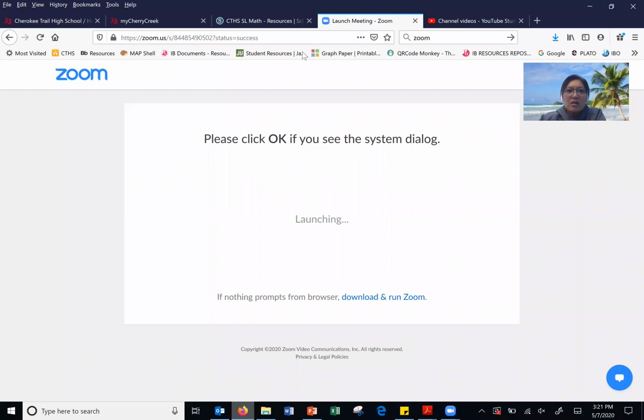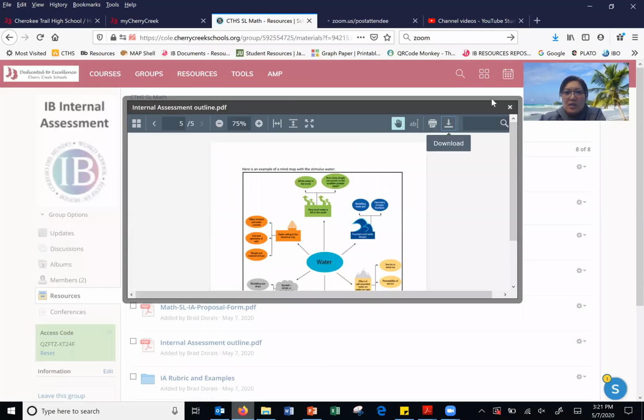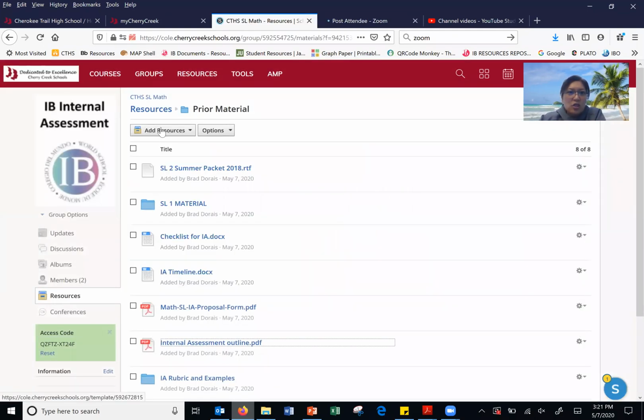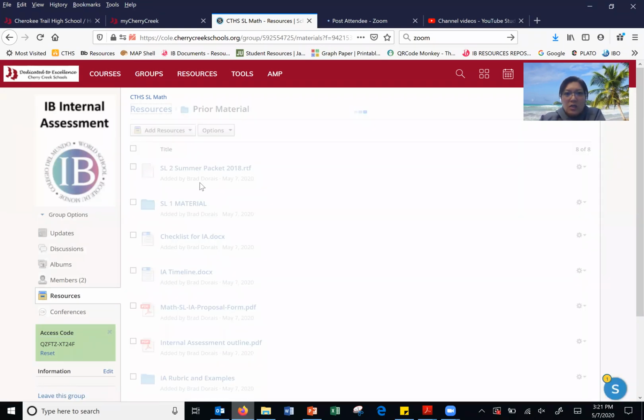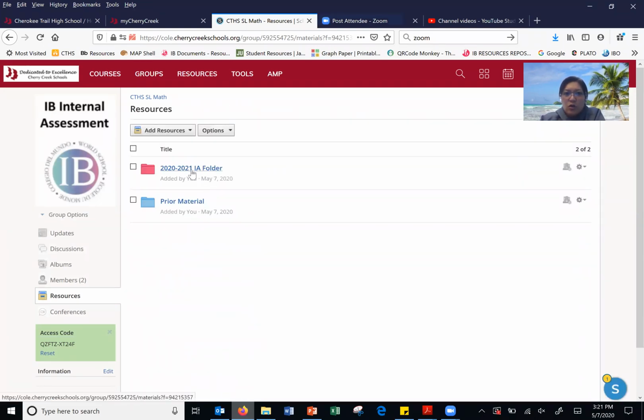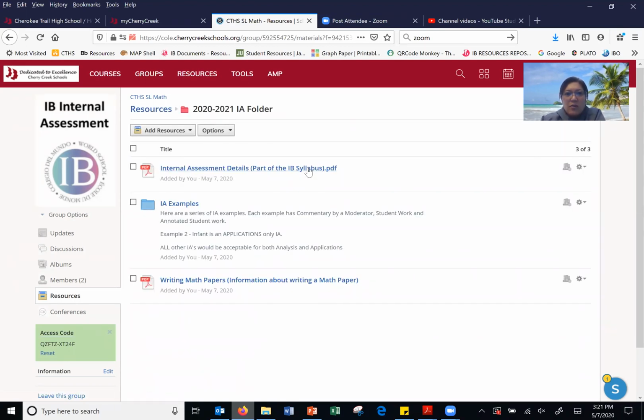If you guys are already on this, you've seen that there is a resource page. And in the resource page, I've created a folder, 2020 and 2021 IA folder. In there is the internal assessment details. This is actually part of the IB syllabus. I copied and pasted it so you guys could actually read it. It has the scoring criteria with the rubric.